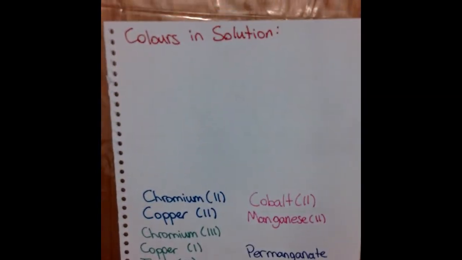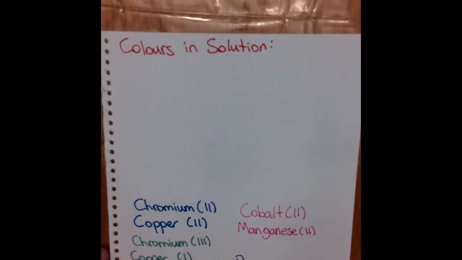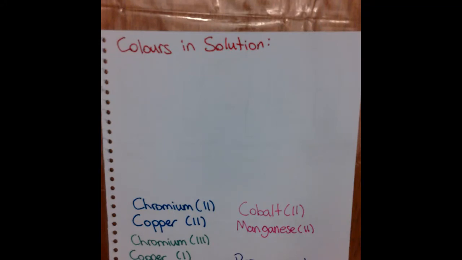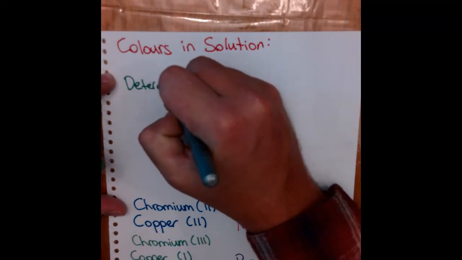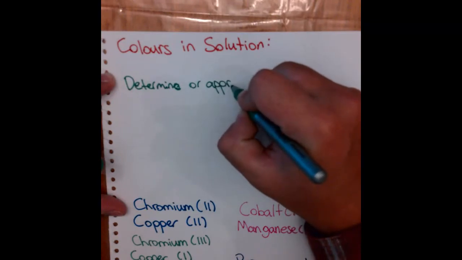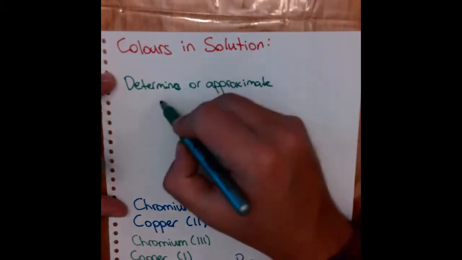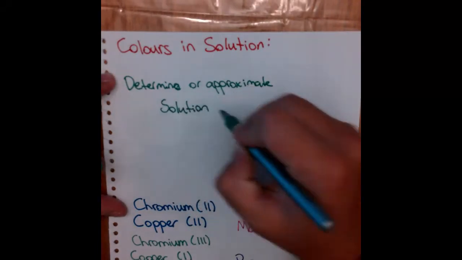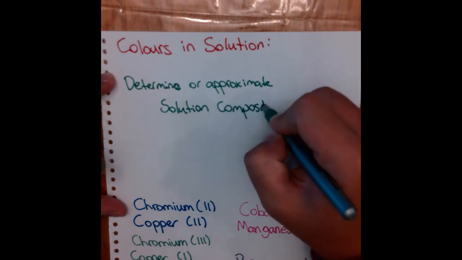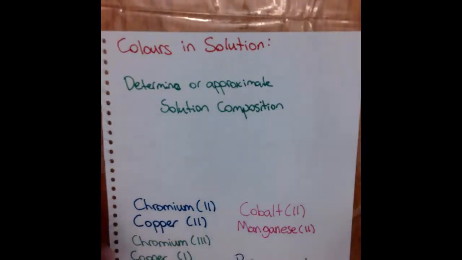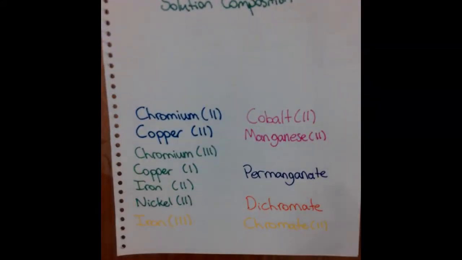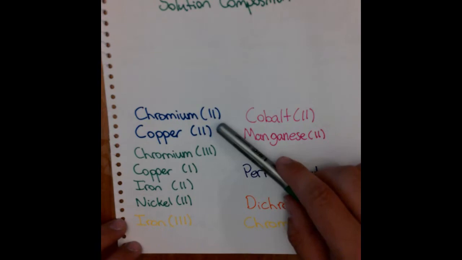The next thing we can look at is colors in solution. So like we saw with our copper 2 chloride solution, some solutions have very distinct colors. And so using some of those colors, we can approximate what that solution is composed of. And this can guide our process in order to determine more specifically what things are composed of. So we'll see at the bottom of this page here that a lot of things are in solution at very, very similar colors. So chromium and copper, they're both going to be kind of a darkish blue color.